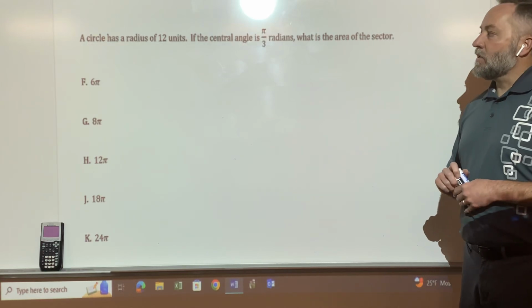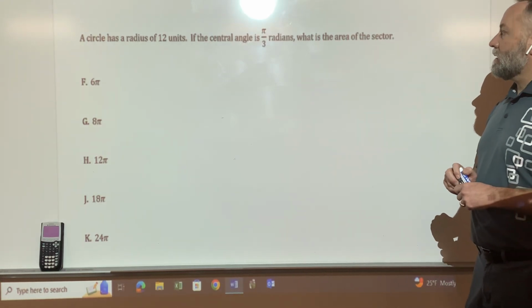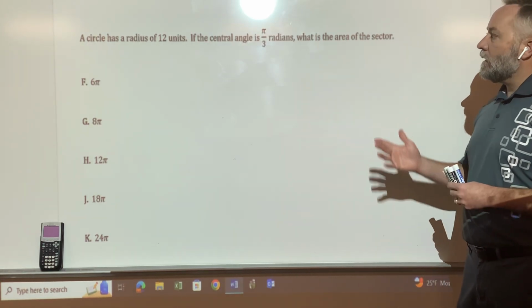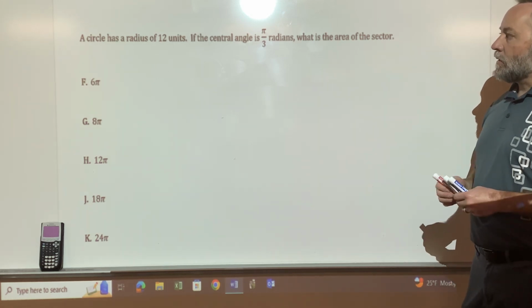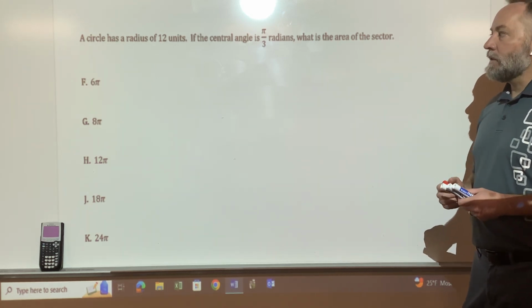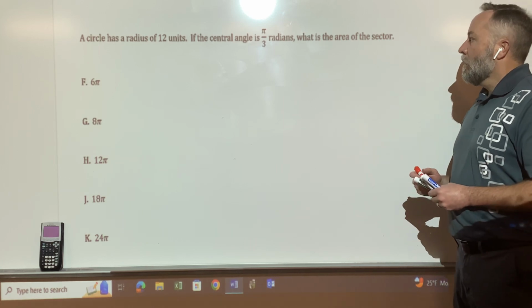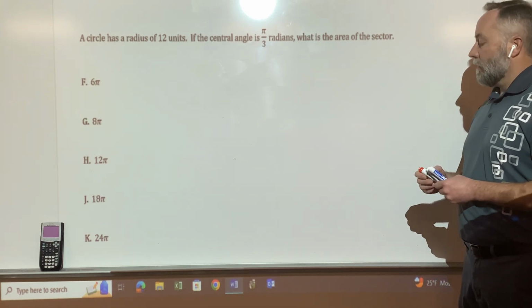This is a circles question, and specifically asking us about the area of the sector when the central angle is given in radians. It says a circle has a radius of 12 units. If the central angle is pi thirds radians, what is the area of the sector?